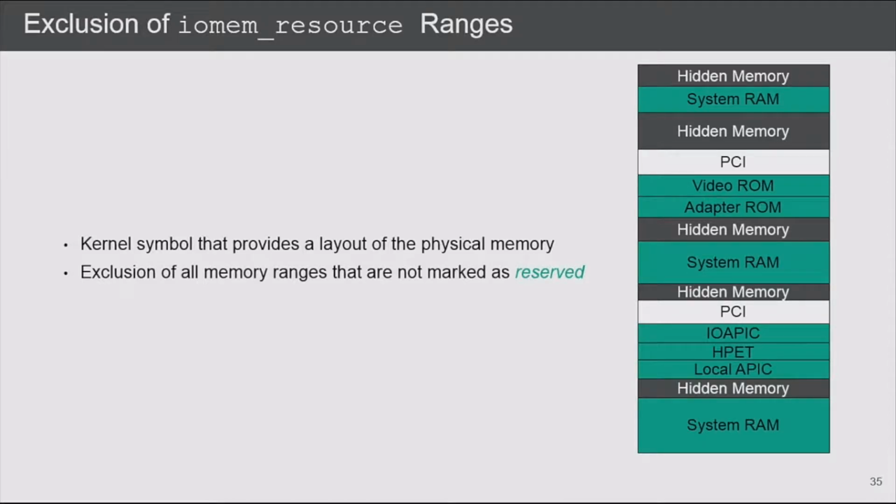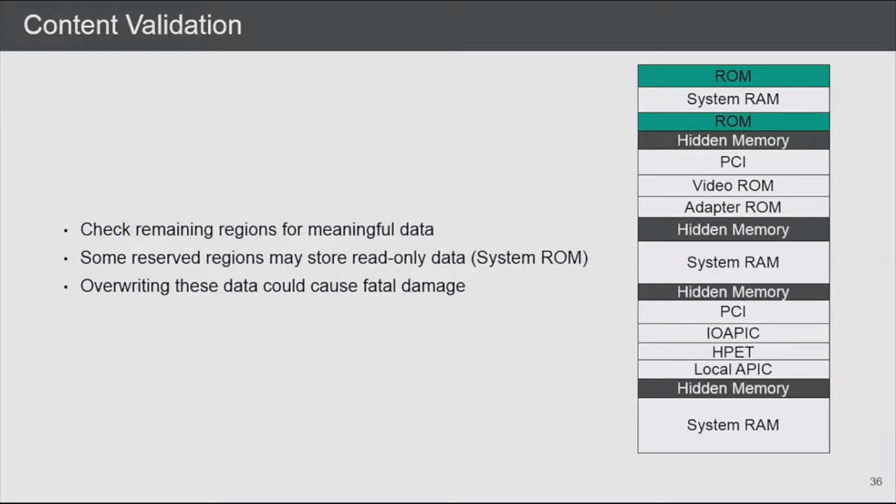Afterwards, we make use of a kernel symbol, which is called the IOMEM resource tree. This is basically a layout of physical memory ranges. And for this step, we just exclude all ranges that are not marked as reserved. Afterwards, we're going to check the remaining regions for any meaningful data, as some of the reserved regions could contain read-only data, like it's used for system ROM, and obviously overwriting this data could cause fatal damage to our system.